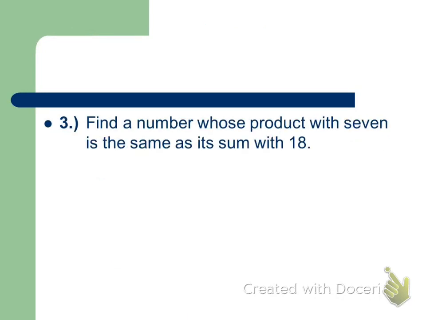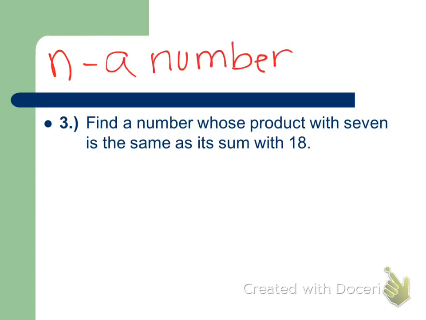Find a number whose product with 7 is the same as its sum with 18. So once again, we start by defining a variable. Shannon, what variable are we going to use this time? Oh, yeah, we'll use N again. Sure, we can. What is N going to represent? Okay, so Shannon was saying that N is going to represent a number again in this case. If you want to use a different variable, you are more than welcome to. But it's nice to use N for a number.